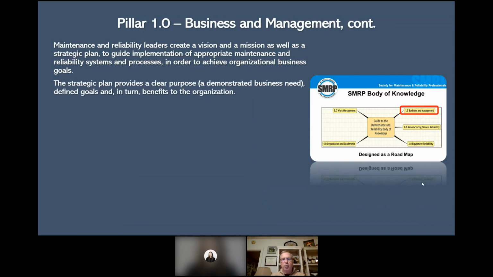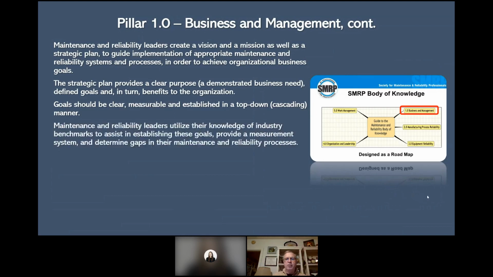The strategic plan provides a clear purpose, the best demonstrated business need. What do we need? Define the goals and in turn the benefits to the organization. This is the high-level strategic plan. Goals should be clear, measurable, and established in a top-down cascading manner. What's the top one? If it's process reliability, if it's OEE or whatever, that may be your top one. It could be cost. I don't know. Different organizations work different ways.